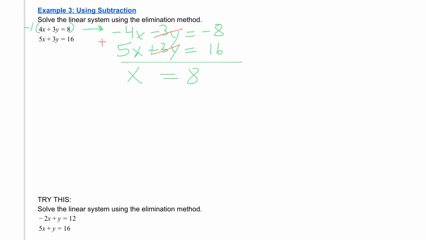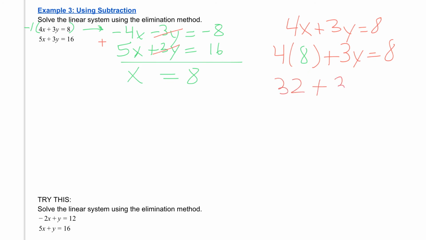And then what I'm going to do is plug it back in. I can either plug it into the top or I can plug it into the bottom. Let's just plug it into the top. So I'm plugging it into the 4x plus 3y equal to 8, and I'm replacing the x value with the 8 that I found. So I have 4 times 8 plus 3y equal to 8. Multiplying 4 times 8 is 32, plus 3y equal to 8.